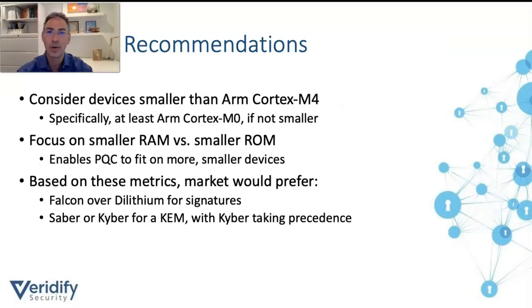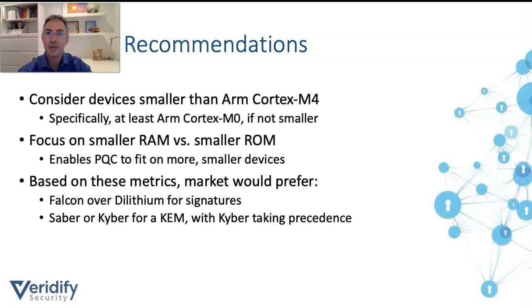So based on that, what are my recommendations? My number one recommendation to NIST and everybody is to consider devices smaller than the ARM Cortex M4. As I said, the M4 is a great processor, but there are many processors that are much smaller than it that are being used. Specifically, I would suggest at least focusing on and allowing an ARM Cortex M0, if you don't go even smaller than that. ARM Cortex M0 is being used in lots and lots of devices. RISC-V is also being used, and smaller devices are available and being used as well. But at least allow, focus on and consider the M0 when making a decision.